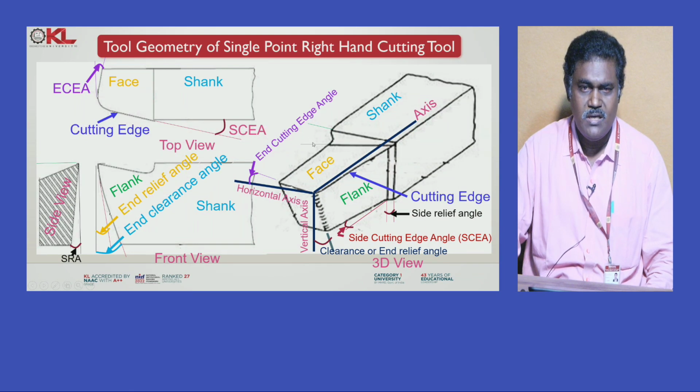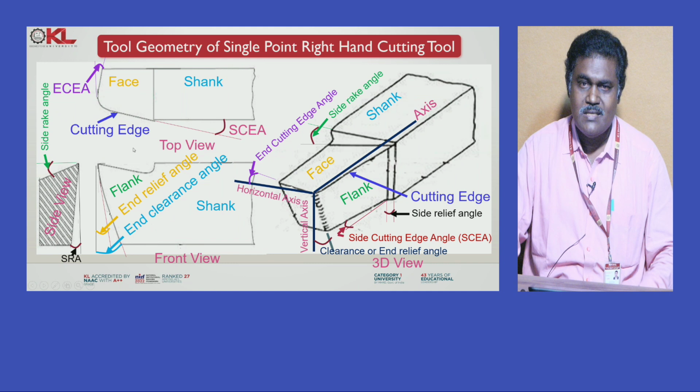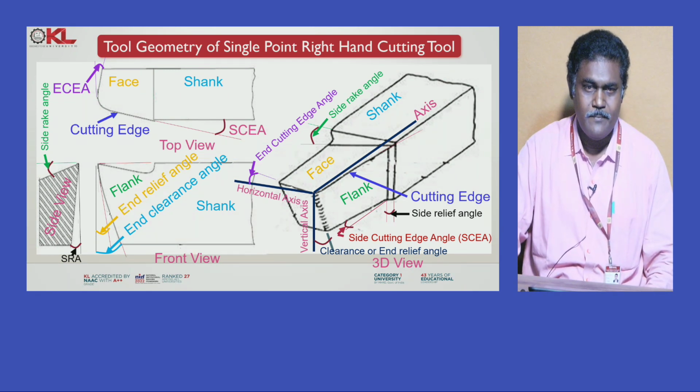Now, you can observe here there are lines coming inside. You also observe simultaneously all these lines displayed, and this angle is known as the side rake angle. This angle is known as the side rake angle. Now, you can observe this angle, that is shown both in the 3D view and in the front view also, that is known as back rake angle.